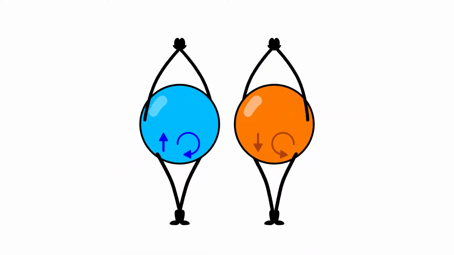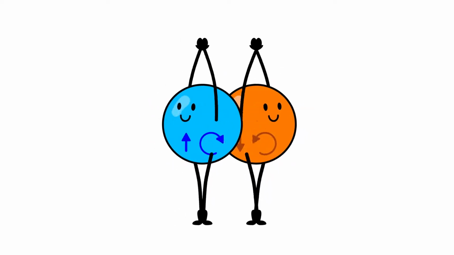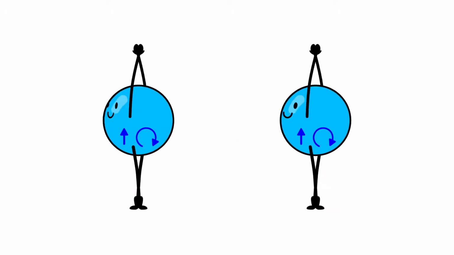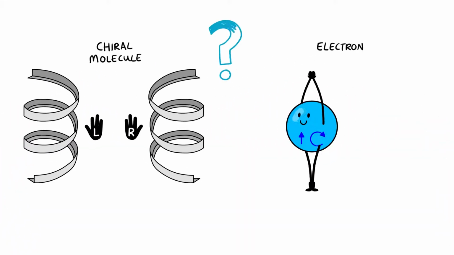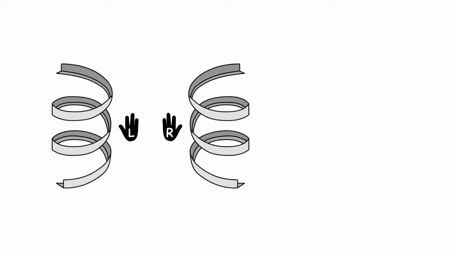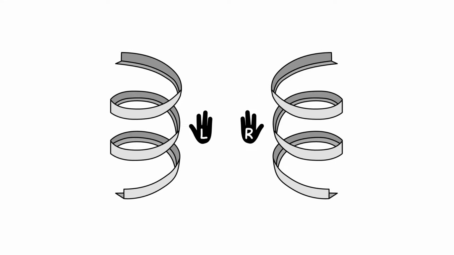Quantum mechanics shows that two electrons can occupy the same volume if they have opposite spins. When two electrons have the same spin, they repel each other. How do the chirality of molecules and spin relate? Chiral molecules have two different symmetries, similar to right or left-handedness, which are called enantiomers.